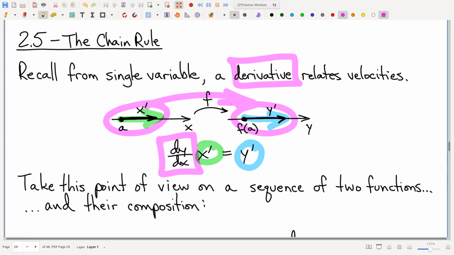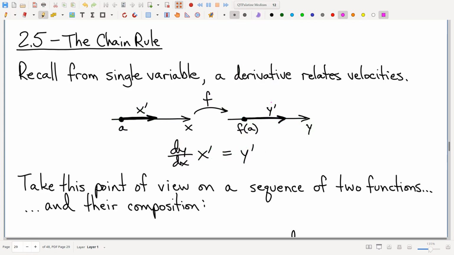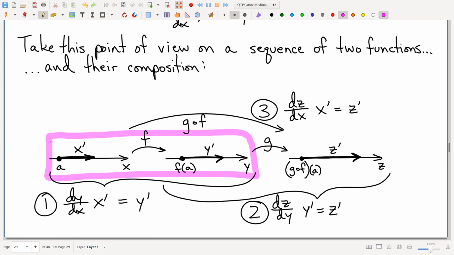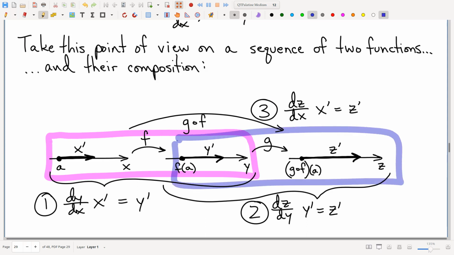Okay, with that in mind, let's now think about compositions. So this weird-looking picture here is nothing more than me composing two single variable functions. So, for example, here's a single variable function called f. X is the input, y is the output. Here's another single variable function g, y is the input and z is the output. All right, is everybody on board?